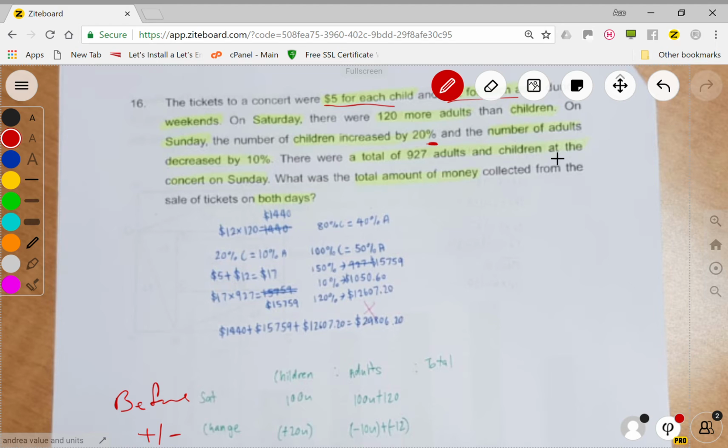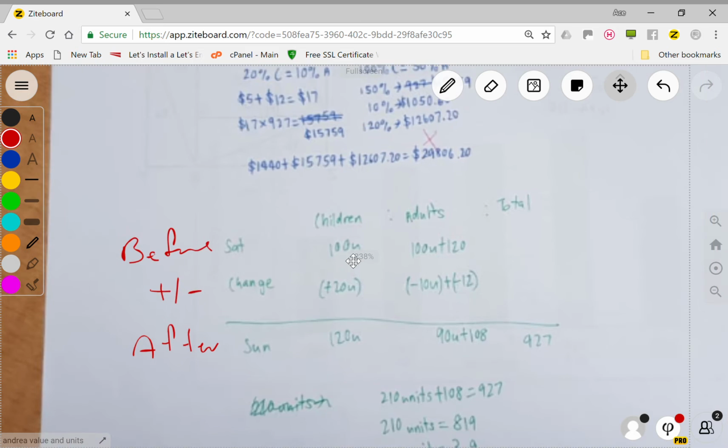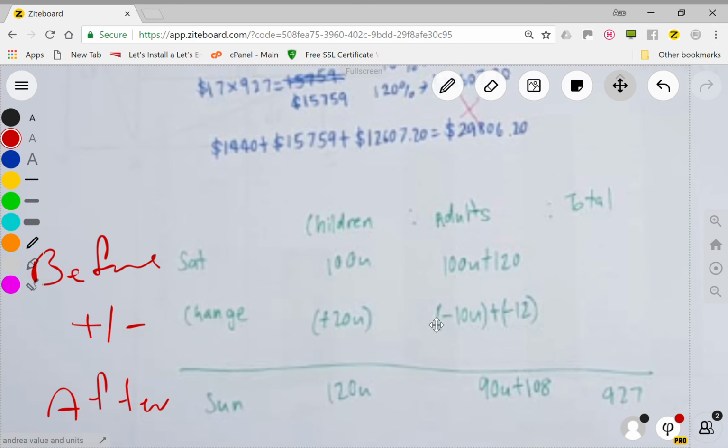You want to make it easier for yourself. Because when they say increase by 20%, if you, for example, start with 1000 children, you put 1000 units here. This has to be plus 200. You'll end up with the same thing, but then your numbers will be big. That's the only issue. You get really big numbers.